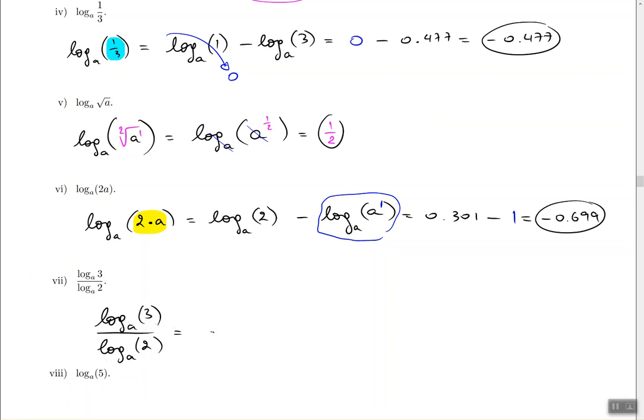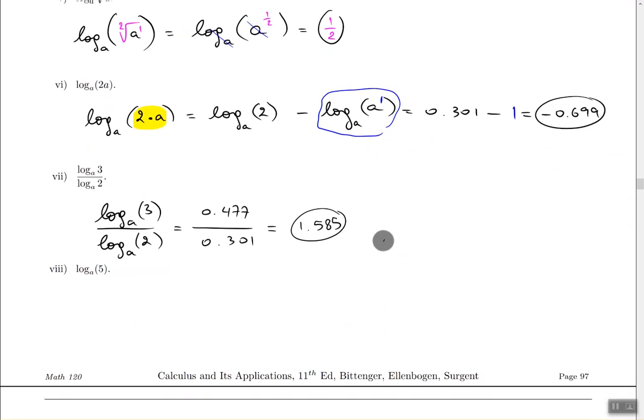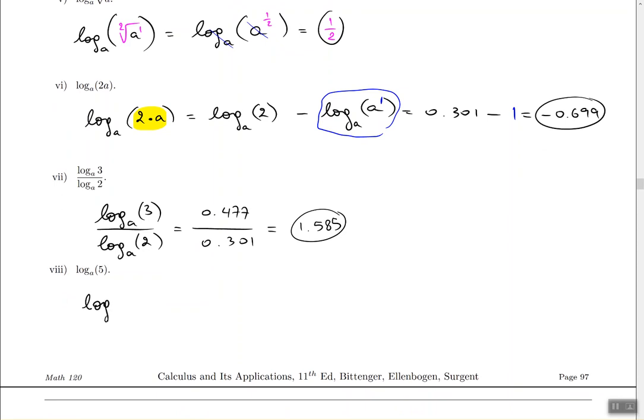So this one is literally the answer to log base a of 3, which is 0.477, divided by the answer of the log with the 2, which was 0.301. Put them in your calculator and you get the final solution. So it's roughly speaking 1.585. It actually is not. It's 1.584717 and so on. But I'm going to round to 3 decimal places because all the other problems were pretty much the same.